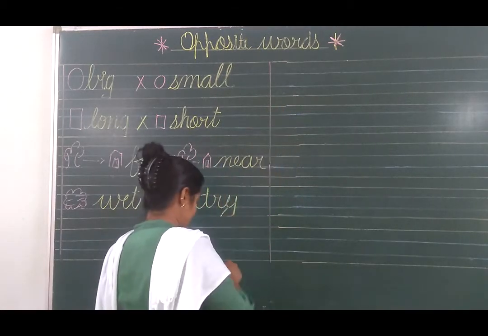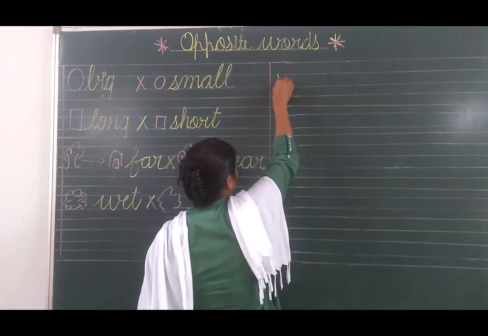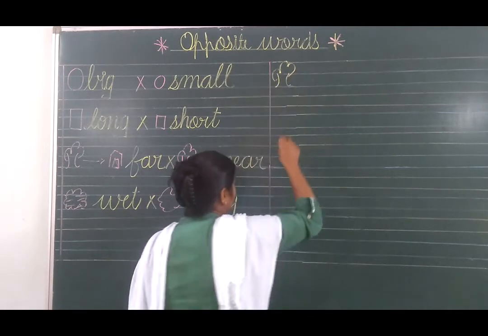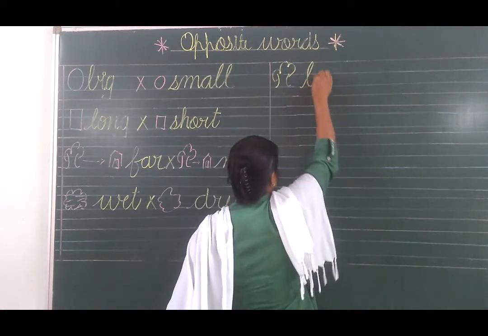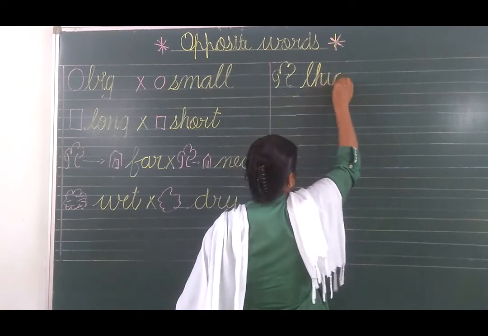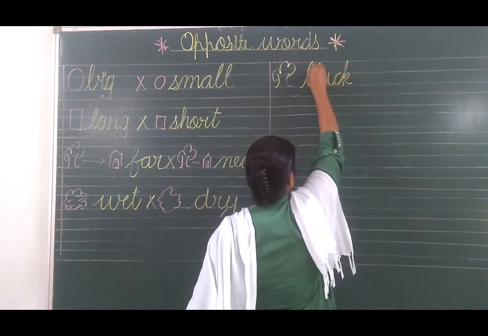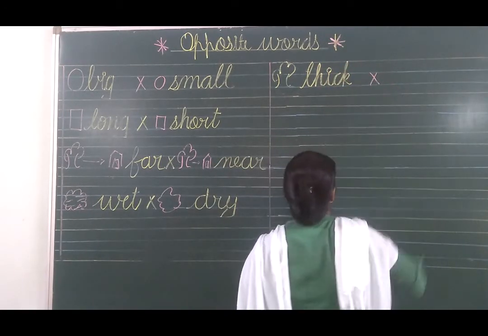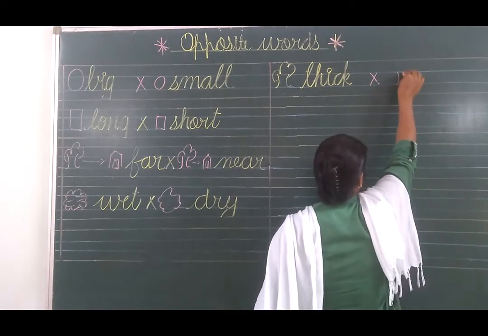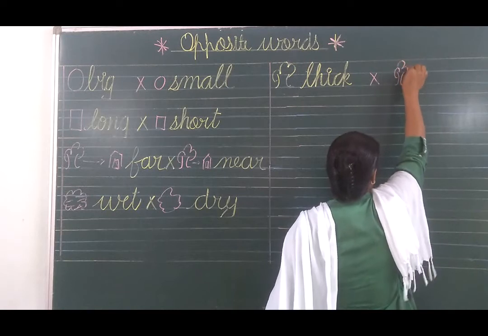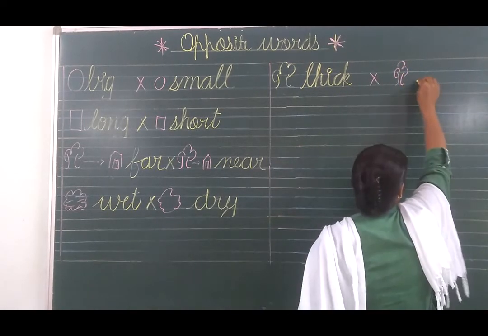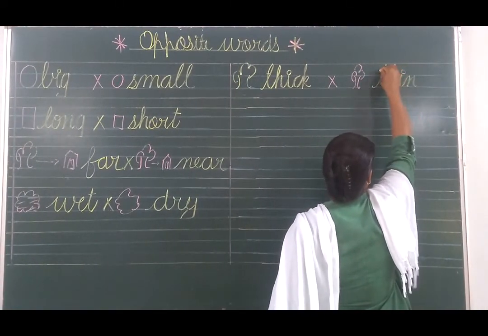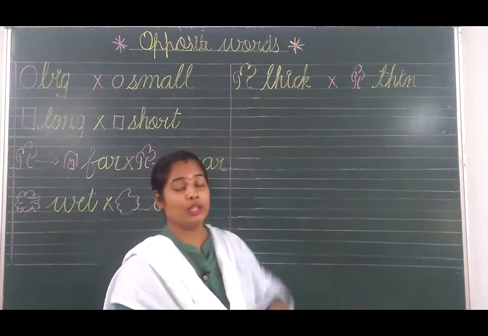This you will write. Thick. And thin, patla sa. Spelling of thin is T-H-I-N. Get it? Thick, mota.